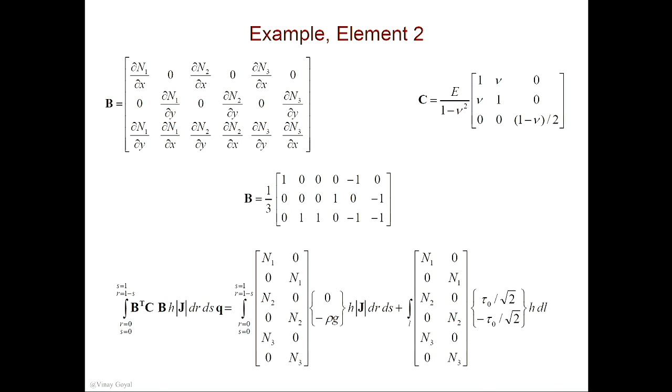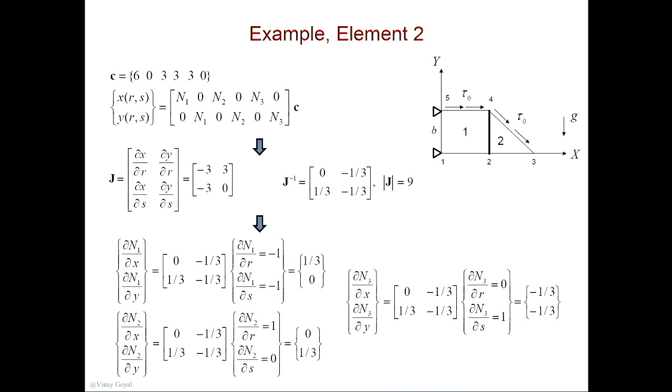The gravity is the same as before, okay, just like before. But my integrals now go from 0 to 1 minus s because it's a triangle, and 0 to 1. And then here, I have to be careful. So this is my traction forces now, which are acting on this surface. Okay? You agree that the traction acting in the x direction is basically tau 0 square root of 2 over 2 to the right.